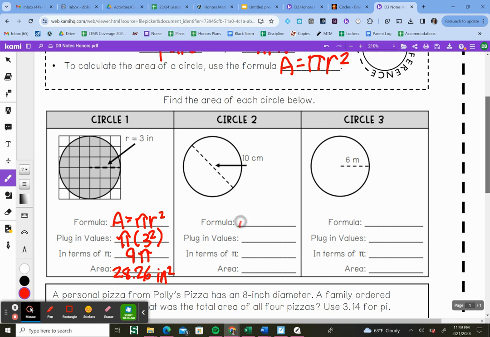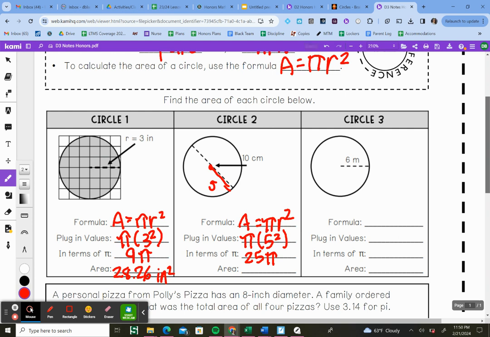All right, circle 2, A equals pi r squared. This time it gives me the diameter is 10, so that means I need to cut that in half. The radius is 5. So I'm going to plug in 5 for my radius. Pi times 5 squared. 5 times 5, that's 25. So in terms of pi, it's 25 pi. And if I want to calculate it, I'll use 3.14 times 25.